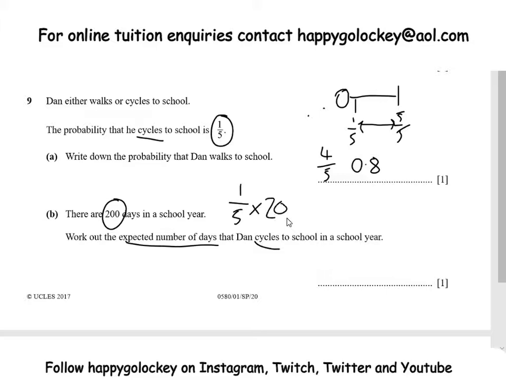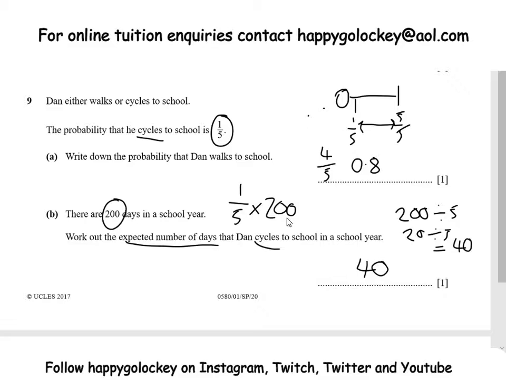In other words, break 200 into 5 pieces. We only want one of those, 1/5. So 200 divided by 5. A quick way to do that is to do 20 divided by 5 instead, which is 4, and then put the extra 0 on to take it back up to 200 divided by 5. So it's actually 40 days that Dan cycles to school.